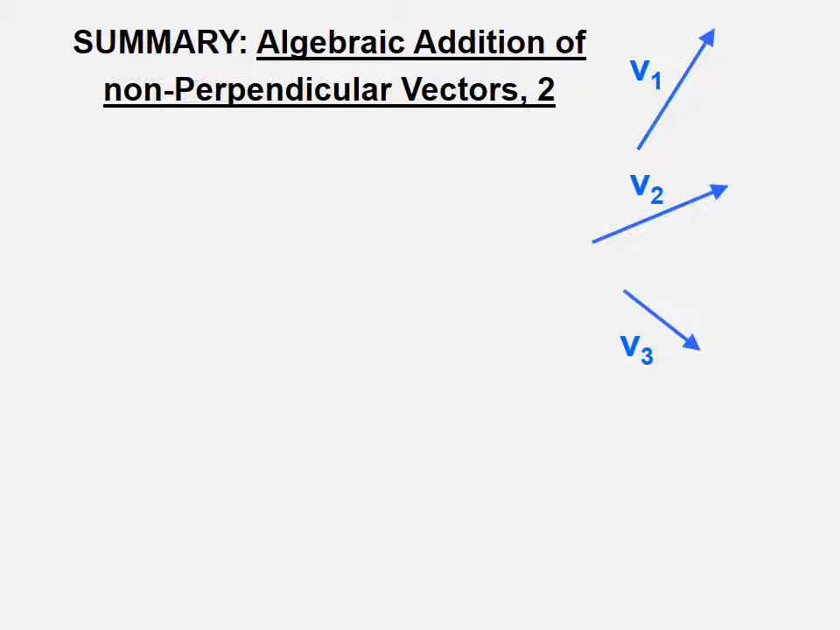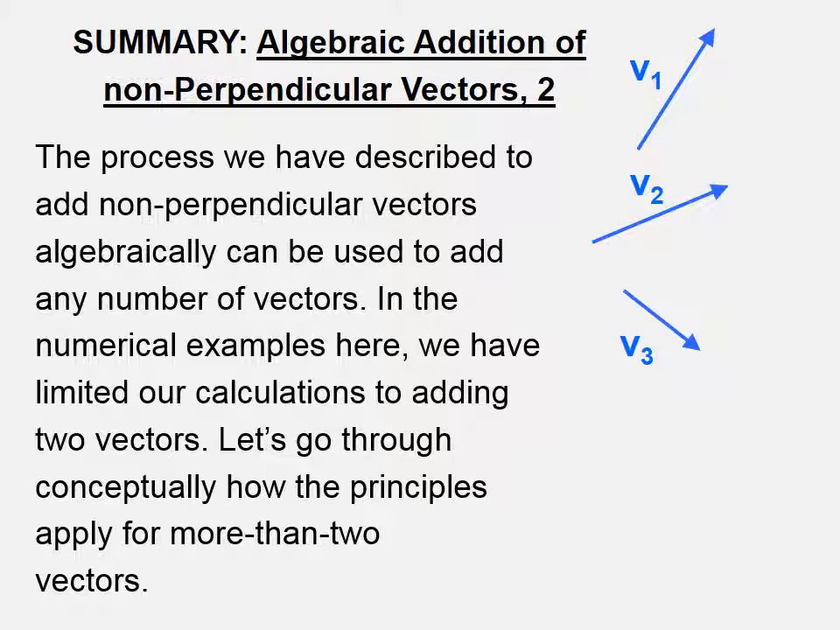Let's summarize the algebraic addition of non-perpendicular vectors 2. The process we have described to add non-perpendicular vectors algebraically can be used to add any number of vectors. In the numerical examples here, we have limited our calculations to adding 2 vectors. Let's go through conceptually how the principles apply for more than 2 vectors.